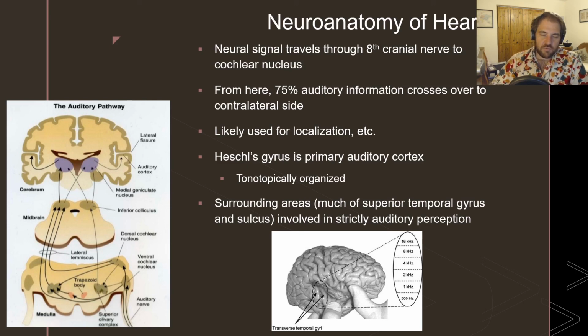The areas around the primary auditory cortex and Heschl's gyrus are involved in strictly auditory perception. There's a lot that goes on in the temporal lobe, but the part right around the primary auditory cortex is dedicated just to auditory processing. The further away from the primary auditory cortex it gets, the more high level it becomes. Right at primary auditory cortex, it's just sensing individual pitches, and then as you move out from there, it turns into complex tones and words and music and things like that.